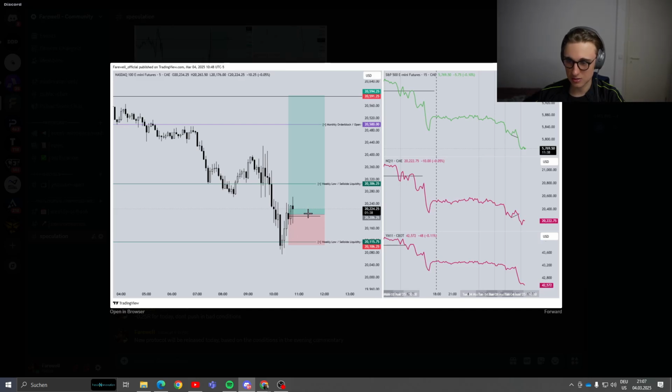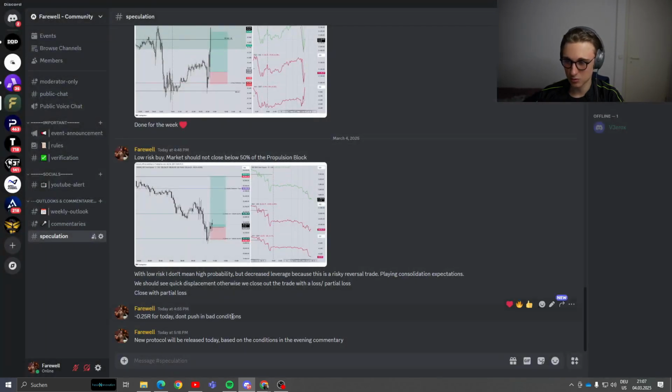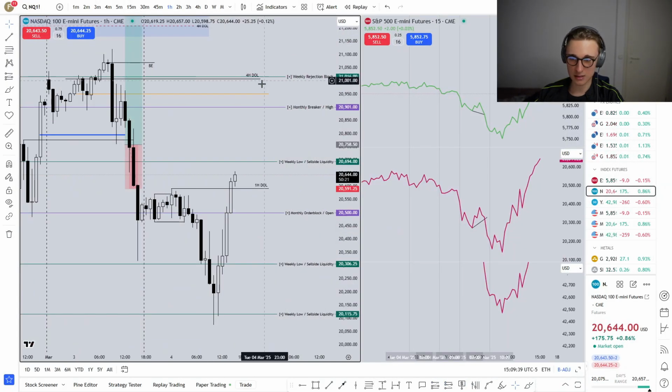You can see this was the trade based on a 5-minute time frame. This was the propulsion block, market shouldn't close below the 50%, and draw on liquidity was the intraday high. So let's talk you through the trade.